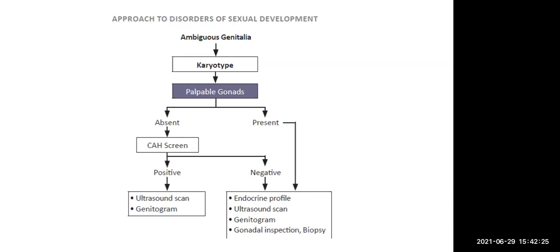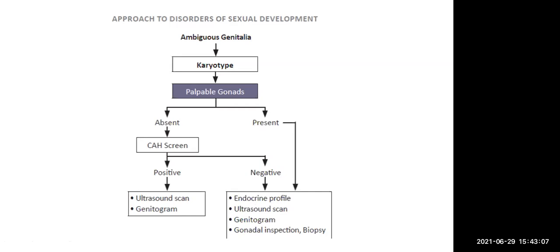So we screen for the CAH, as I mentioned, the serum 17-hydroxyprogesterone for 21-alpha hydroxylase deficiency. And if it's positive, we do ultrasound scan and genitogram to check for the patency of the organ. Okay, and then if the gonad is present, it is most likely to be male, or if the CAH screen is negative, we do endocrine profile to check for the sexual hormone, ultrasound scan and genitogram to check for the patency and structure of the urogenital organ, and the gonadal biopsy.